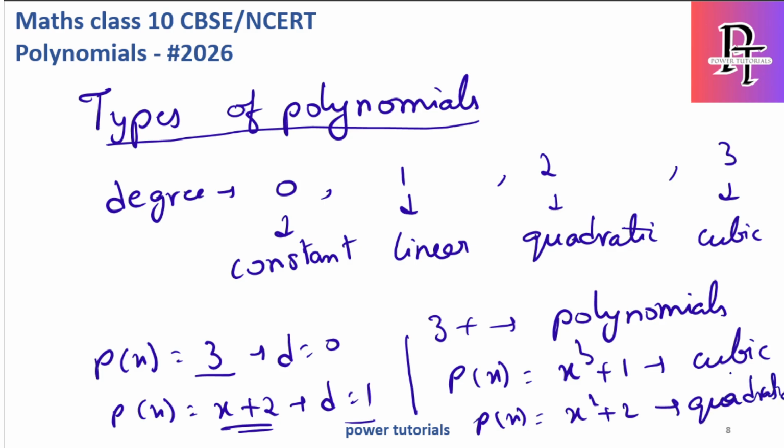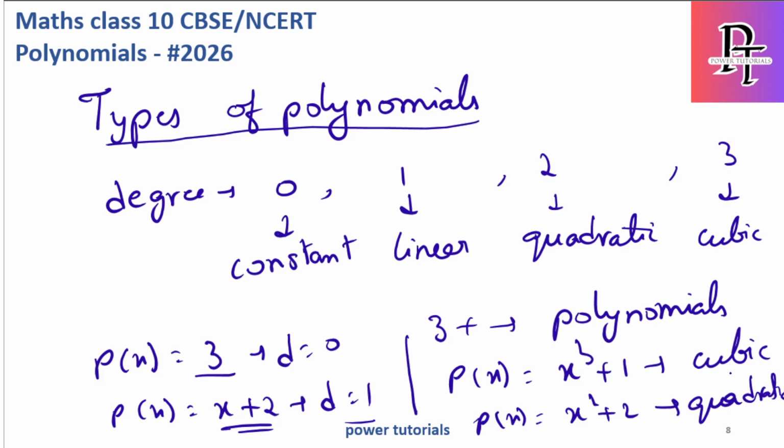Okay, so based upon degree we can identify which polynomial it belongs to. If it is 0, then it is constant. If it is 1, then it is linear. If it is 2, then it is quadratic. If it is 3, then it is a cubic polynomial. Types of polynomials are not much important, but we can just identify based upon the degree.